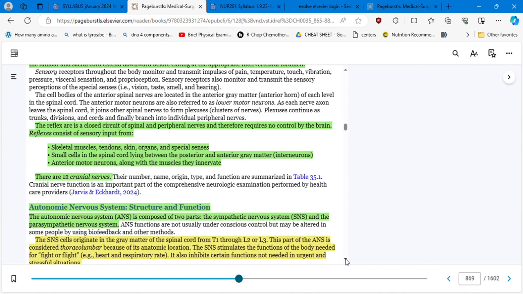So this is the part of the Ignatavicius 10th edition that shows the dermatomes, but here they are not mentioning that in such depth, and they are not testing you on that. I have checked the test bank. There are no questions related to that. The reflex arc is a closed circuit of spinal and peripheral nerves and therefore requires no control by the brain. Reflexes consist of sensory input from skeletal muscles and small cells in the spinal cord, the anterior motor neuron. And we know we have 12 cranial nerves.